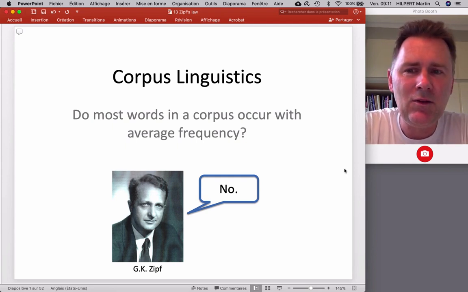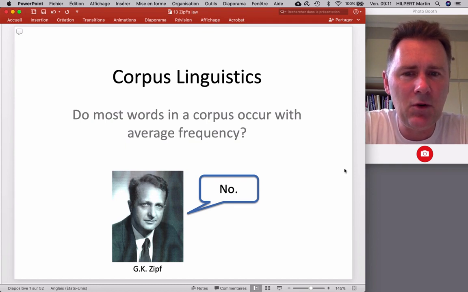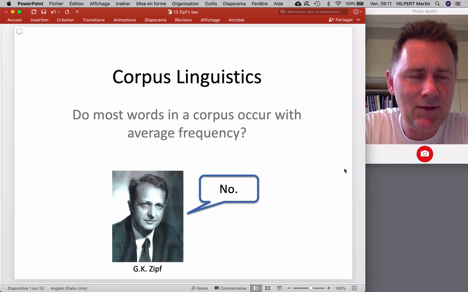Today we'll talk about a question that may strike you as a little strange at first. We'll ask, do most words in a corpus occur with average frequency? Now, why would I be asking that question?